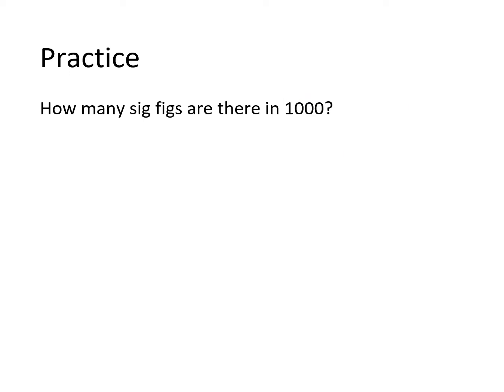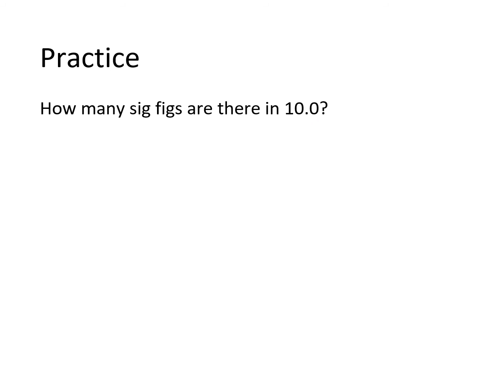In our next practice problem here, we're looking at how many significant figures are in 1,000. In order to solve this problem, we need to recognize that there are 3 trailing zeros in this value. So whenever we see trailing zeros, remember that the question you want to ask yourself is, is there a decimal or not? In this number, we do not see a decimal, which means that those trailing zeros are not significant. So this value would only have 1 significant figure.